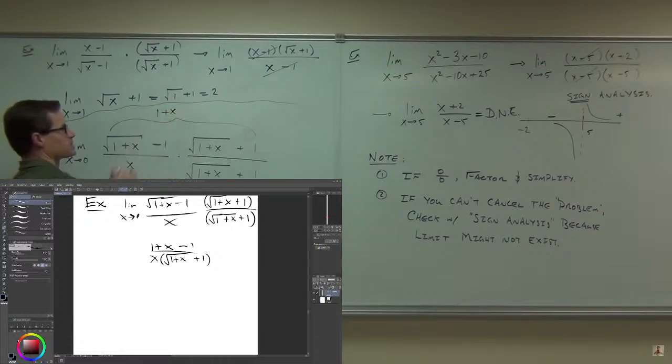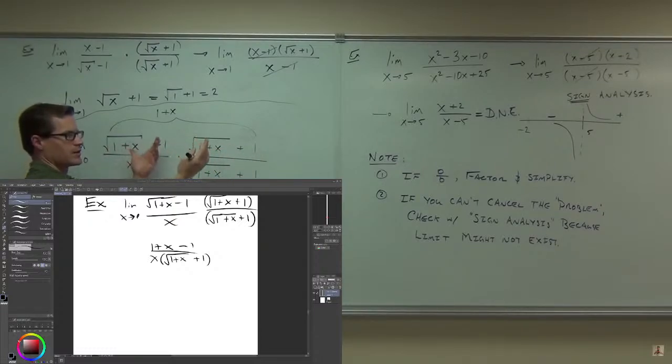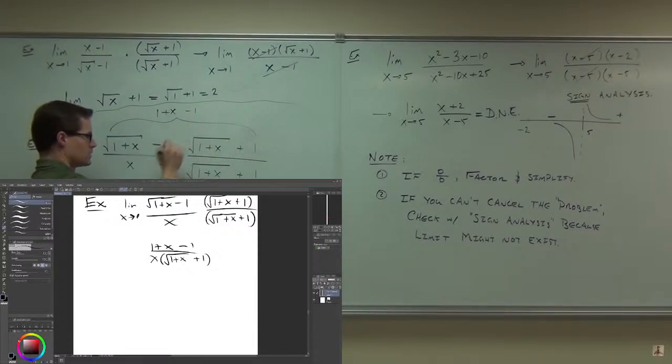1 plus x. Very good. Okay, and then what? Minus 1. So I'm going to get square root of x, square root of 1 plus x, positive. Square root of 1 plus x, negative. That's going to be gone. That's what the conjugate does for you. And lastly, I'm going to get 1 plus x minus 1.